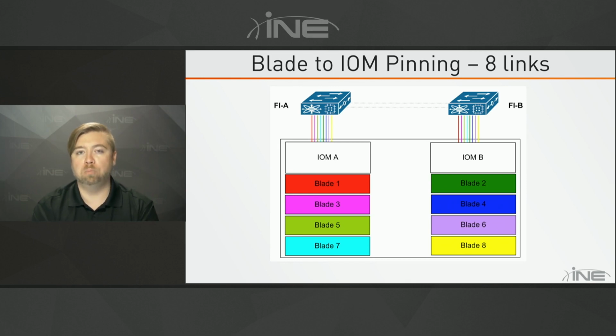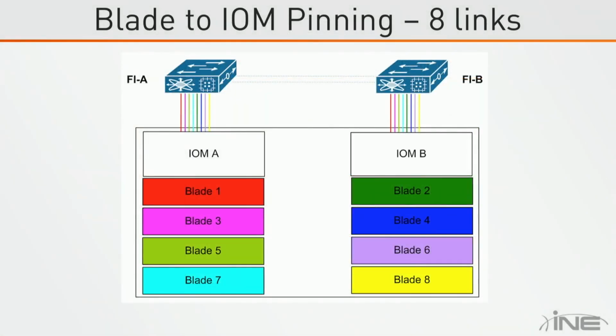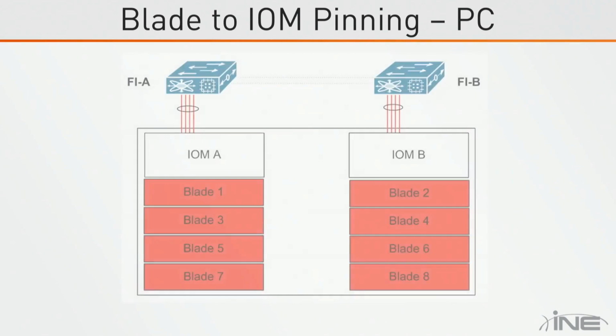Or if we're using a port channel, then if we add new interfaces to the channel or interfaces are removed, the system is automatically going to load balance it based on the channel balancing method. The key about this though is that by default, the system is going to do this static pinning configuration. It's not going to be doing the port channel pinning.